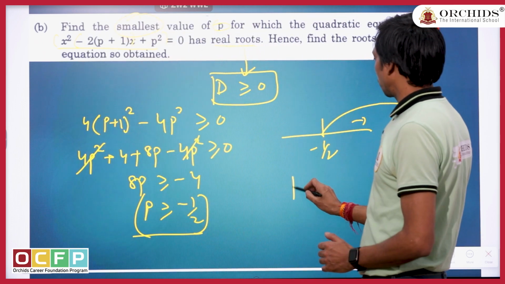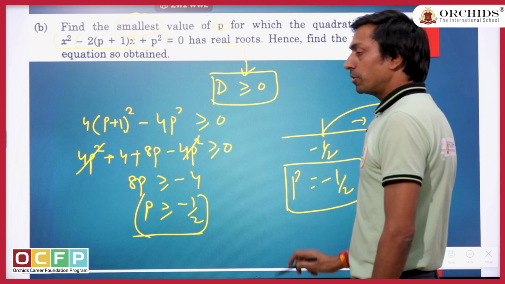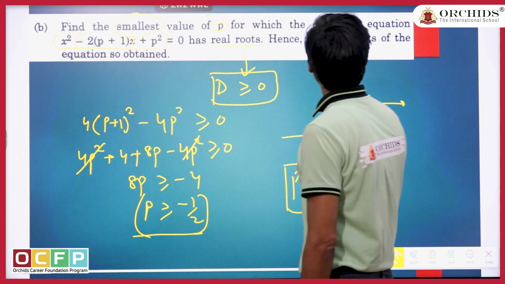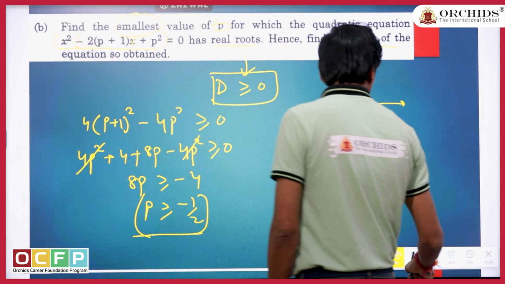So final answer for this quiz is P equal to minus 1 by 2. The value of P in this case is minus 1 by 2. Now the remaining part: find the roots of the equation obtained. Now we got the value of P, so we have to find out the roots.